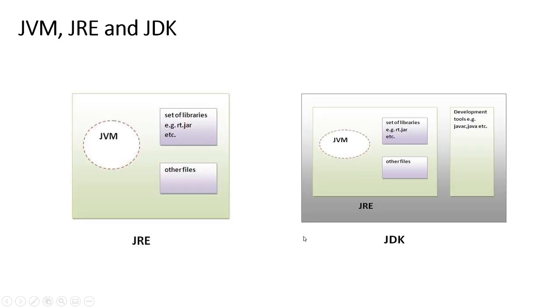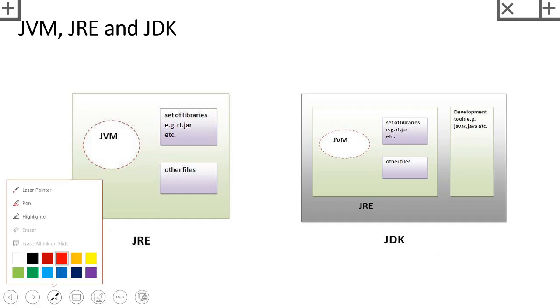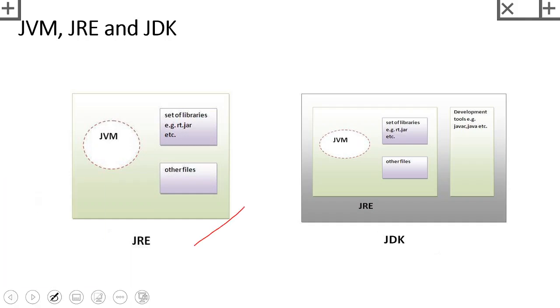For that, we need to understand the basic architecture of JVM, JRE, and JDK, and how they are linked. If you look at this diagram, the one on the left is the JRE. JRE consists of the JVM. If you install JRE, JVM is a part of JRE. On the right-hand side, we have one more diagram. It is the JDK. JDK has JRE, and JRE has JVM.